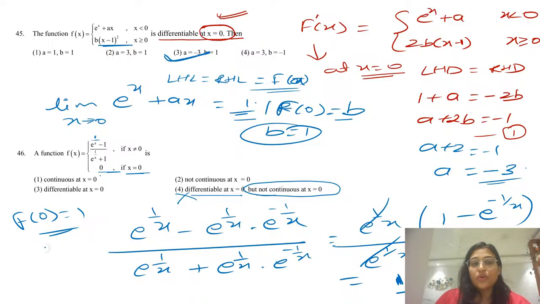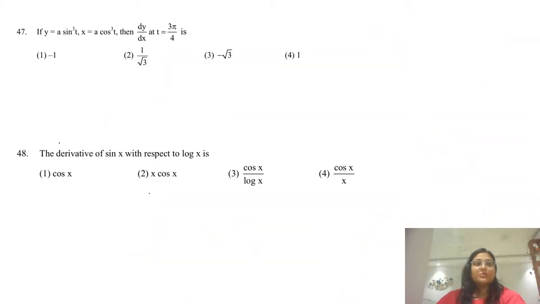So this function is not at all continuous. If it is not continuous, it won't be differentiable at x equal to 0. So it is not continuous at x equal to 0. That is, option 2 is the correct answer here. Let's move to the next question.